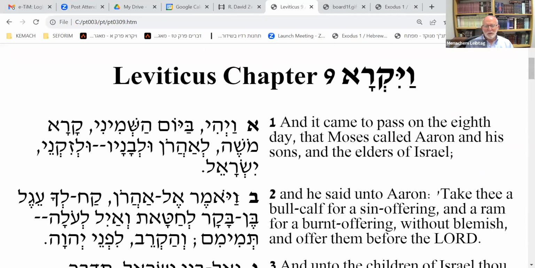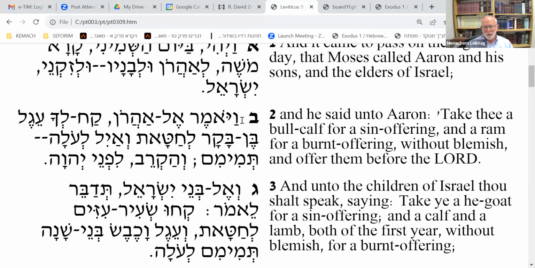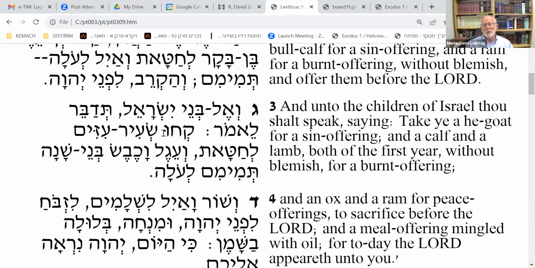at the 8th day, okay? What did we bring? A special korban, which is just like Yom Kippur. Very similar. Aaron has to bring an egel chatat and an ayil olah. He brings a sin offering and a burnt offering. Okay? And Bnei Yisrael have to bring also a sin offering, a chatat, and an olah.